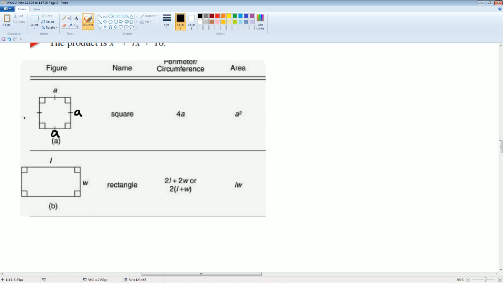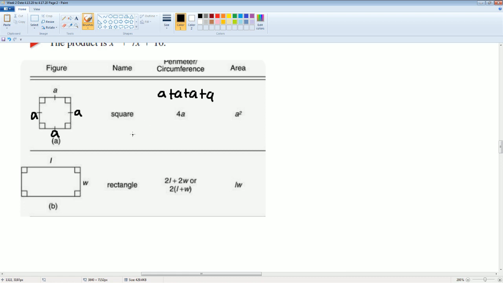This is also A, and this is also A. The perimeter is when you add them all, when you go through all the sides, right? So A plus A plus A plus A. Together they make 4A. So this is the perimeter for a square.